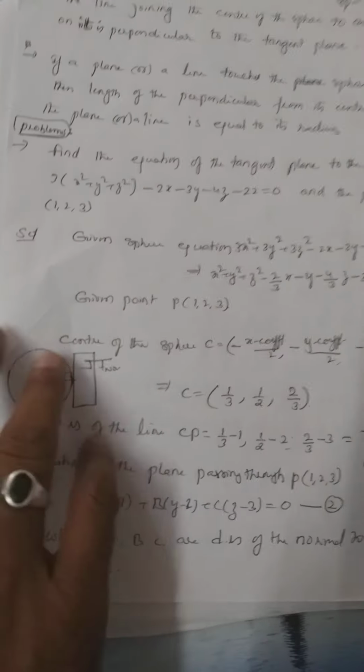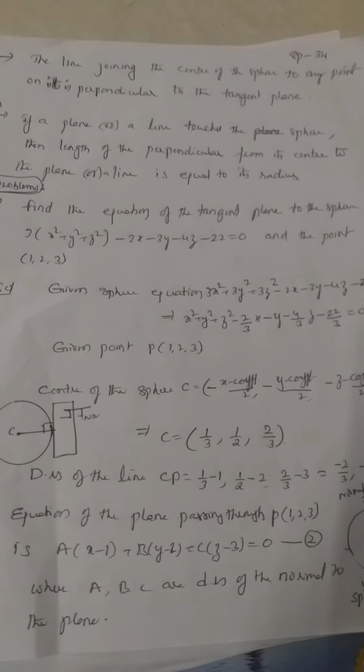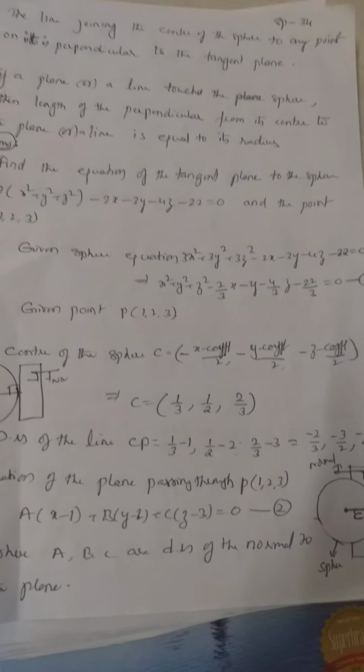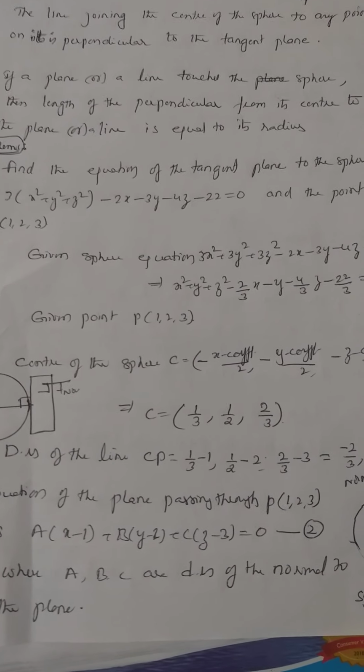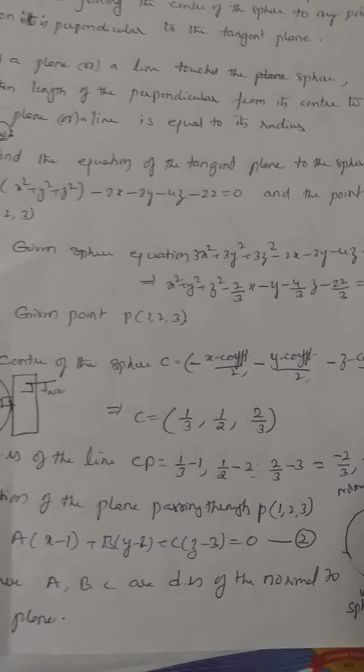Now, see here, first of all, what is our aim? Our aim is to find the equation of a tangent plane, right? The equation of a plane which touches the sphere at a point. Which touches the sphere at a point means obviously it is a tangent plane.